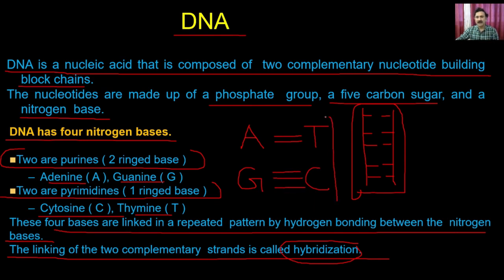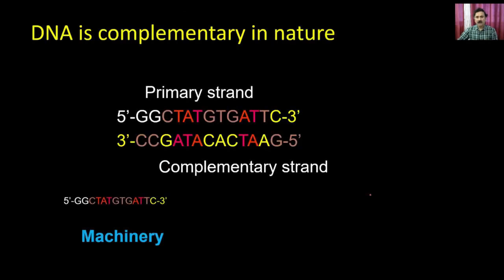And this pairing of A to T and G to C is very consistent, and that's why the two strands of the DNA are complementary to each other. Now, what do we mean by complementary to each other? You can understand that by this example, where you have a primary sequence.